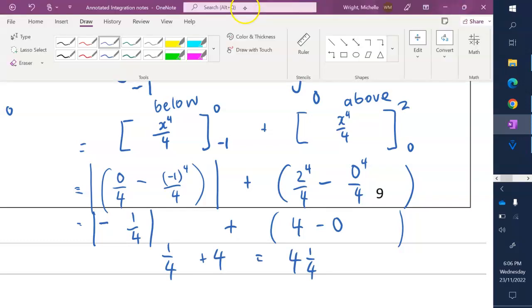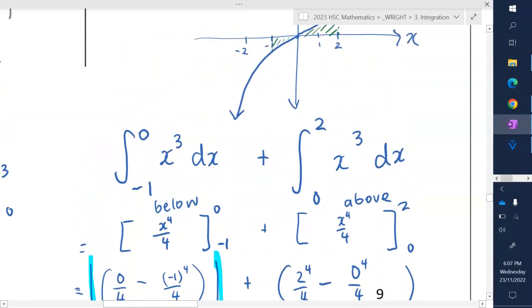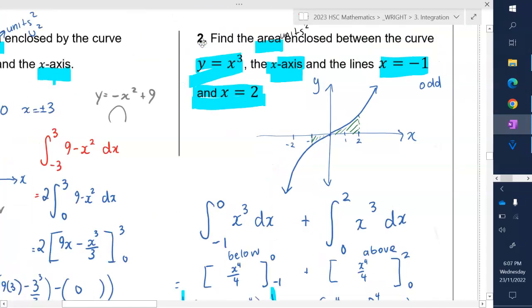So I'm going to highlight that I've taken the absolute value there, because the area below the curve was a quarter. It came up when we integrated as -1/4, but we want the area. So area can't be negative. Let's just take the positive. So it gives us a total area.